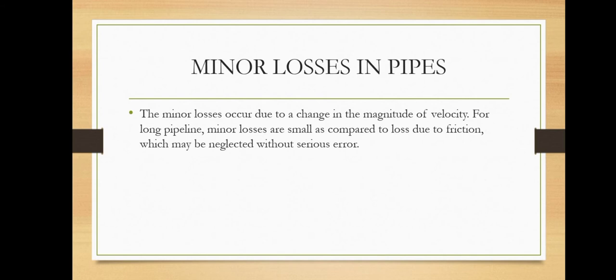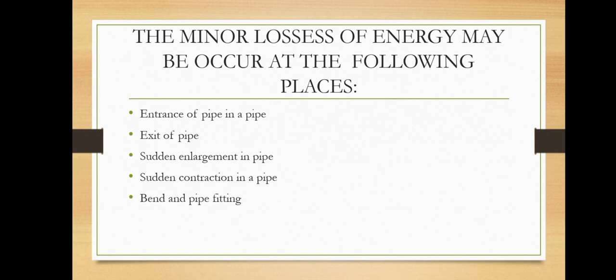The minor losses in a pipe occur due to a change in the magnitude of velocity. For a long pipeline, minor losses are small compared to loss due to friction, which may be neglected without serious error. The minor loss of energy may occur at the following places: entrance of pipe, exit of the pipe, sudden enlargement in pipe, sudden contraction in a pipe, bend and pipe fitting.